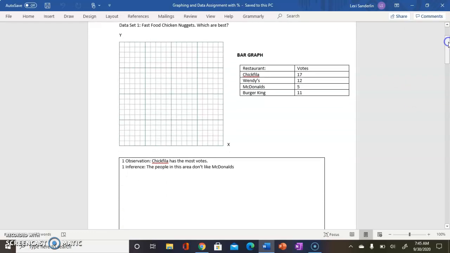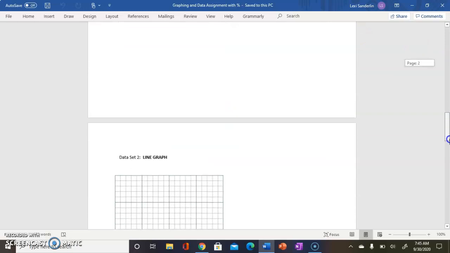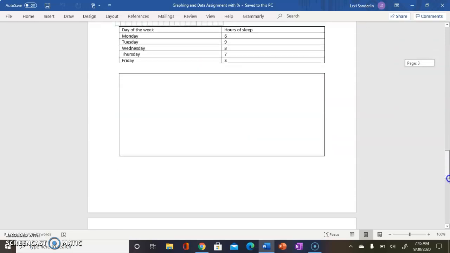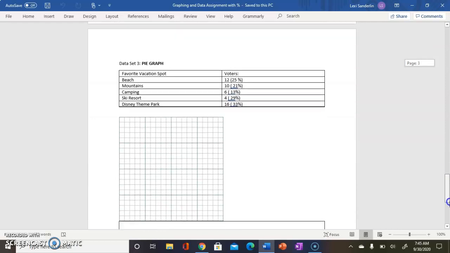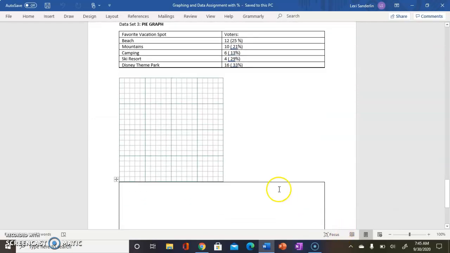So make sure that you're marking your X and Y axis on your graphs for both the line graph and the bar graph. And then for your pie graph, make sure that you are labeling each section of the pie graph, like we did in the warm-up in class. So on your assignment, the percentages are not filled in, so if you can calculate those percentages, I would like you to do that. If you cannot copy those percentages, you are more than welcome to pause this video and write those percentages down in your own notebook.